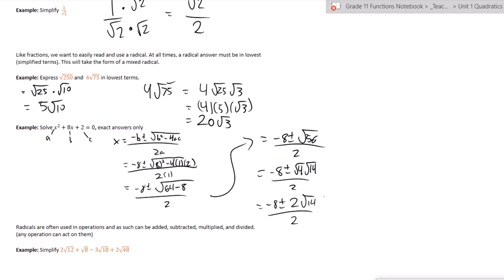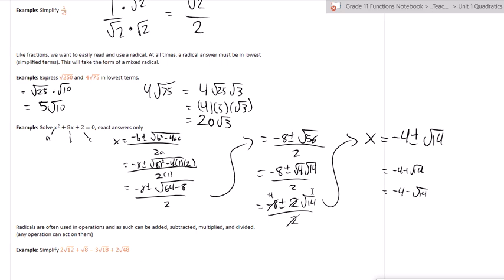In this case, we have negative 8 plus or minus 2. 8 and 2 can both be divided by this 2, so we can actually simplify here. It gives us negative 4. So now we have our x value equal to negative 4 plus or minus the root of 14. So you can either do this as plus or minus, or you can do negative 4 plus root 14, or negative 4 minus root 14. Those are our solutions to this particular equation in fully simplified form.